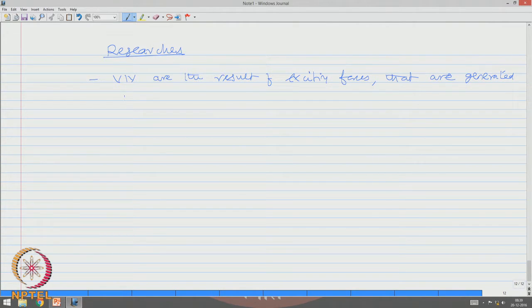So, people have studied these consequences and this kind of responses very widely in the literature. Researchers state VIV are actually the result of additional exciting forces that are generated by vortex shedding on the bluff body.